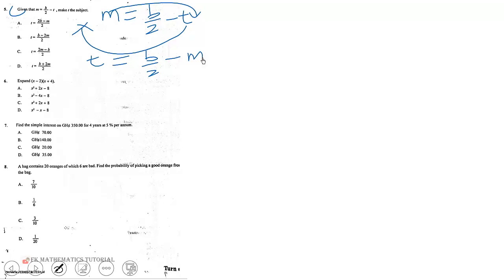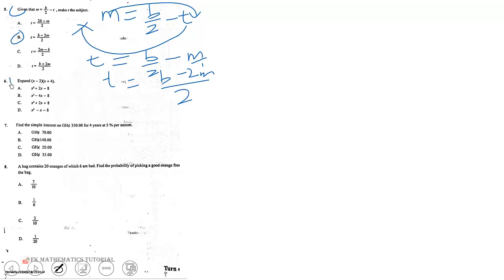Now if you find the LCM, you get the LCM to be 2. 2 going into 2, 1 times b is b, minus, now this one is over 1, 1 into 2, 2, 2 times m is 2m. So t is equal to b minus 2m over 2. So that will be option B.